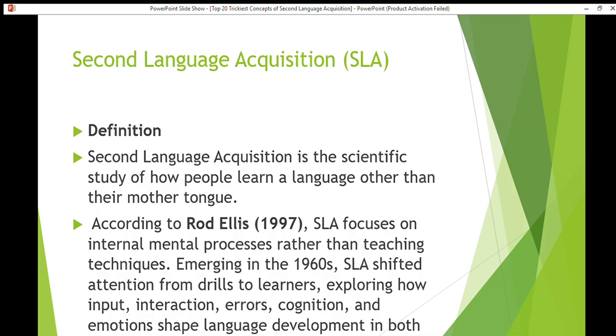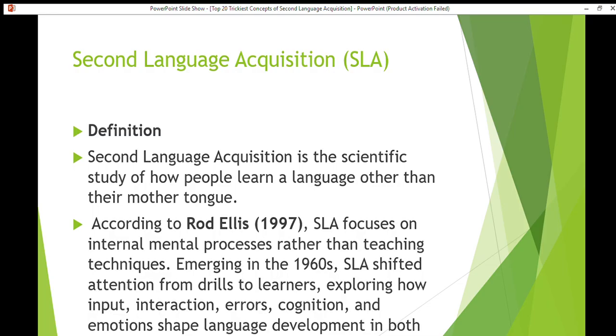Second language acquisition means the scientific study of how people learn a language other than their mother tongue. According to Rod Ellis in 1997, the field focuses on internal mental processes rather than teaching techniques. Emerging in the 1960s, SLA shifted attention from teachers to learners, exploring how input, interaction, errors, cognition, and emotion shape language development.